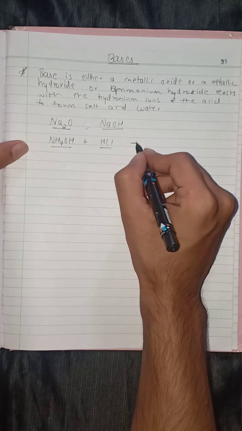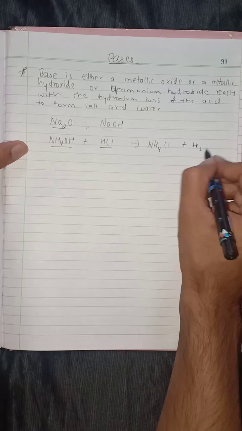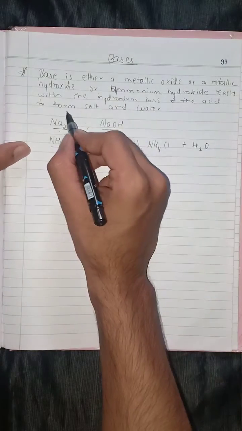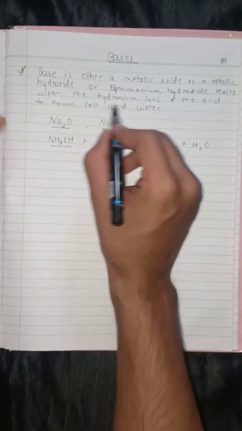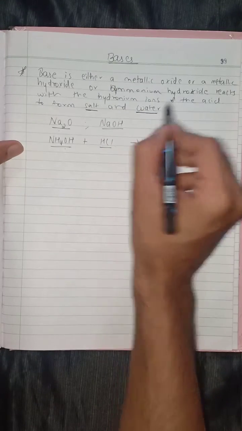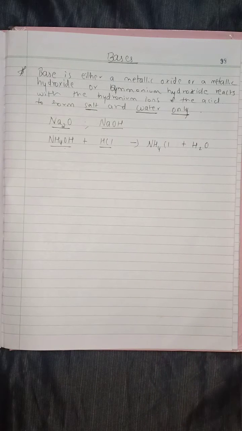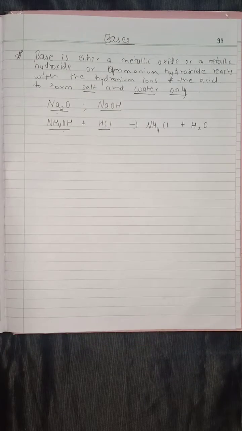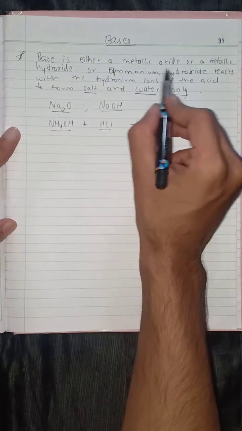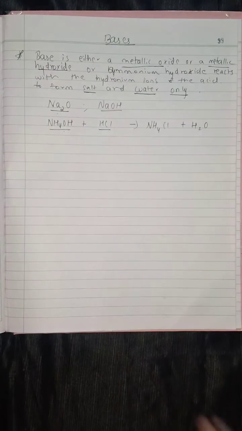In the last lecture we have completed this part. So what would be the acid? Salt. Yes. The base reacts with the hydronium ion of the acids to form salt and water only. Now why have I written the word only at the end? Because it is very specific. In the above definition we have studied that it should be a metallic oxide or a metallic hydroxide, right?